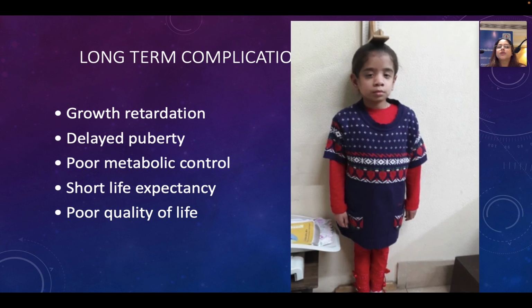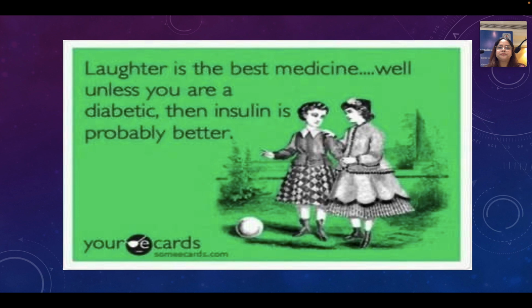This is an 18-year-old girl who had come to us, and she was a very, very poorly controlled type 1 diabetes, and her height was about that of a 9-year-old only.